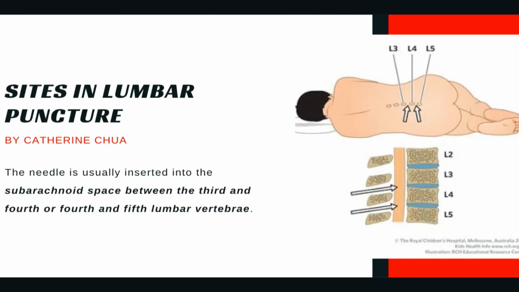For sites in lumbar puncture, the needle is usually inserted into the subarachnoid space between the third and fourth, or fourth and fifth lumbar vertebrae. Because the spinal cord divides into a sheaf of nerves at the first lumbar vertebra, insertion of the needle below the level of the third lumbar vertebra prevents puncture of the spinal cord.